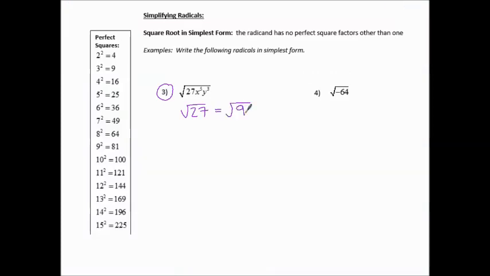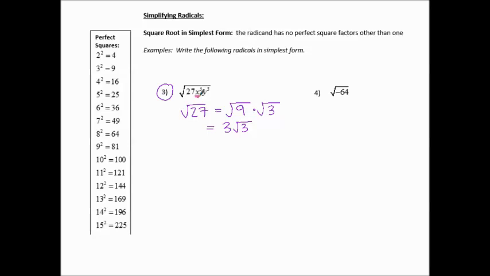So I can rewrite the square root of 27 as the square root of 9 times the square root of 3. I know that the square root of 9 is 3. And I have left over here the square root of 3. And 3 cannot be divided by any of the perfect squares on my list. So I have my square root of 27 simplified. Next, I'm going to take a look at my variables.